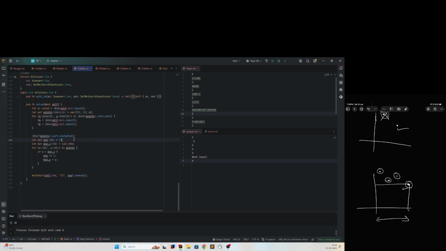We sort the points, maintain the answer, and maintain the current minimum y across all the points. Then we iterate over them, and if y is less than the minimum y we have encountered so far, then this point will be included in our answer, and we update the minimum y as well.